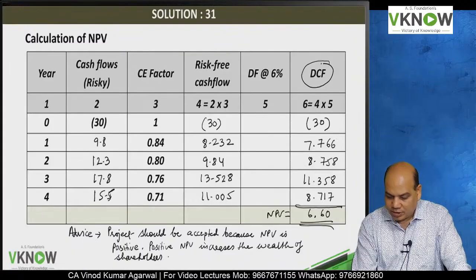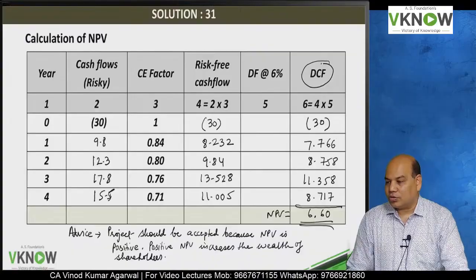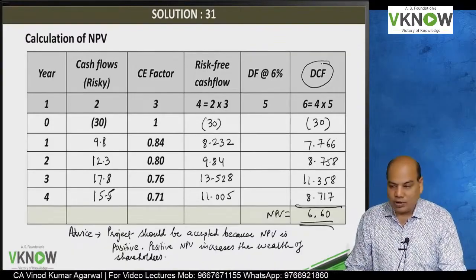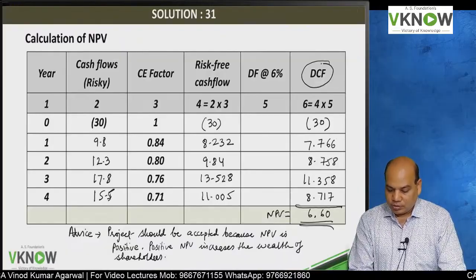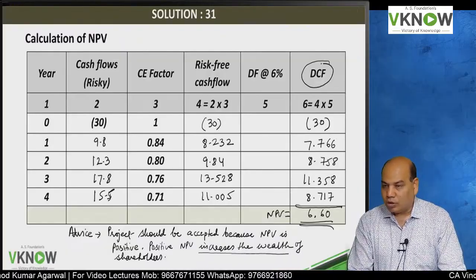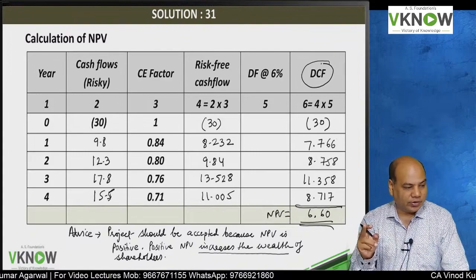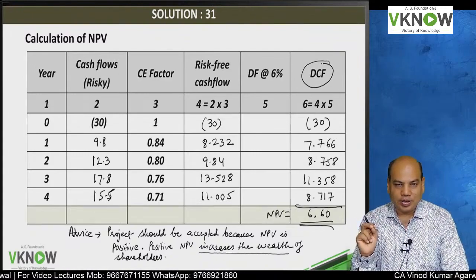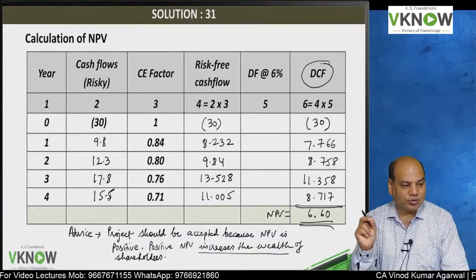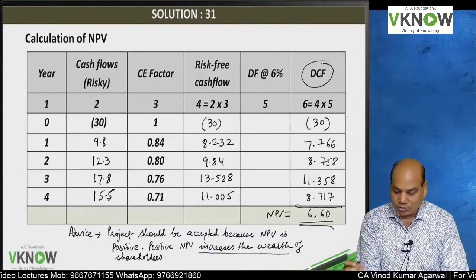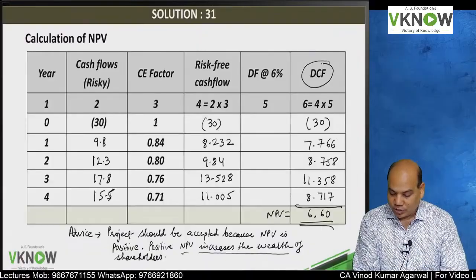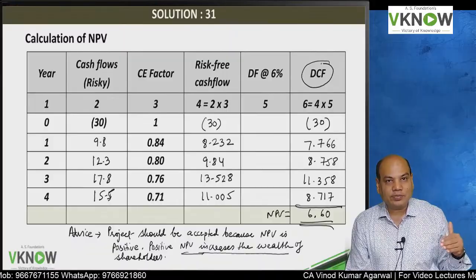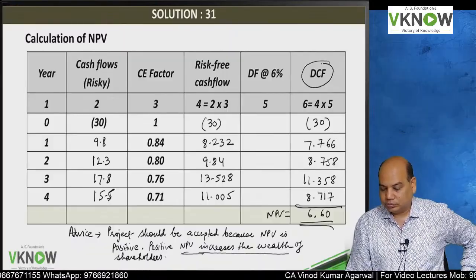Positive NPV indicates that you are earning more than your cost of capital or your required rate of return. So it increases the wealth of the shareholder. The goal of financial management is wealth maximization. Positive NPV is a step towards that goal. Hence, we always say when NPV is positive, accept, reason: wealth maximization.